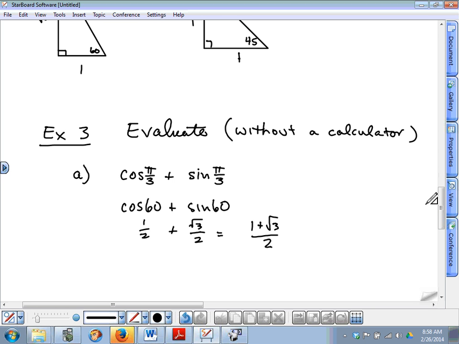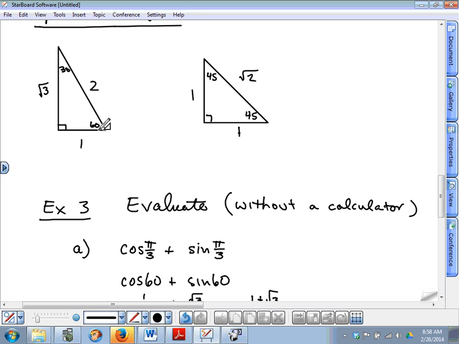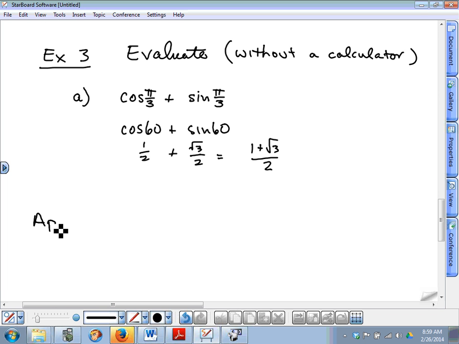Question? How did you get cosine 60? By referring to this 60-degree angle right here. Oh, because you changed it from radians to degrees, but then why did we have the pi over 3? That's the radian. Pi over 3 is the same as 60. Radians times 180 over pi gives degrees. Did we talk about that? In lesson 7.1, we talked about radians to degrees and degrees to radians. Okay.